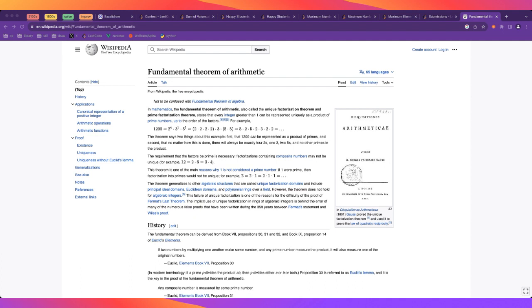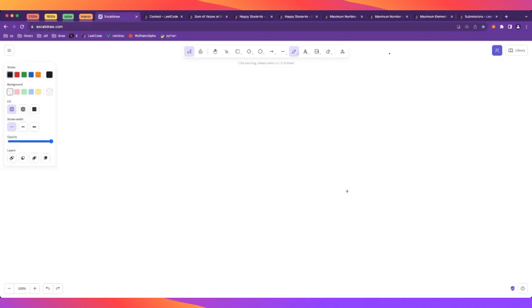Let me share this, which says that every integer can be factorized into primes, and that factorization is unique. So primes are like the atoms of the integers, in a sense. So why do we care about that?